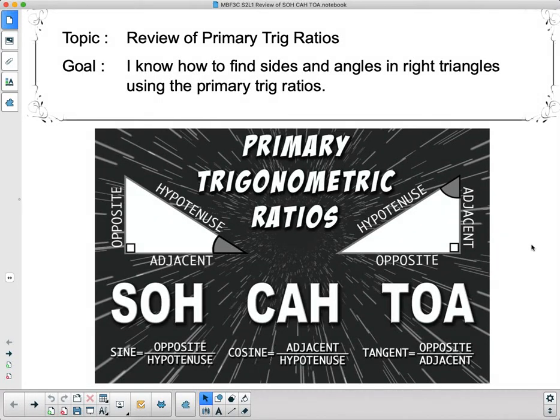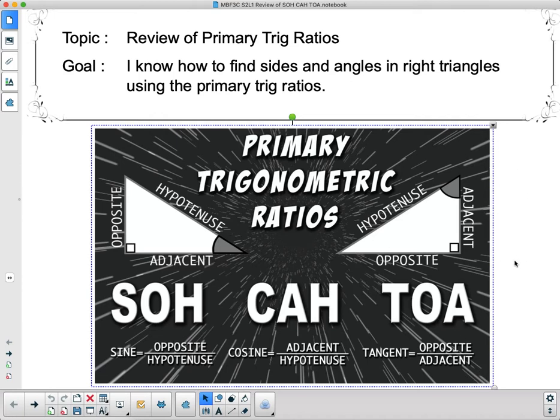Well, hello 3C. We're going to take a look at review of primary trig ratios today. And so our goal is I know how to find the sides and angles in right triangles using the primary trig ratios. Now we already did all of this in the previous spiral, but we're just going to recap. And I've got this nice graphic on here. It's up in the classroom as well.